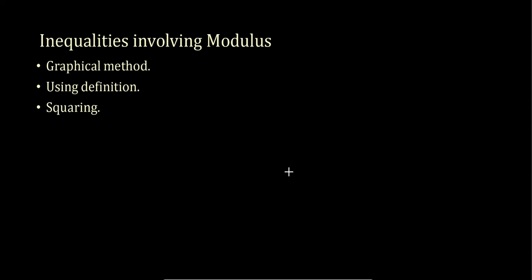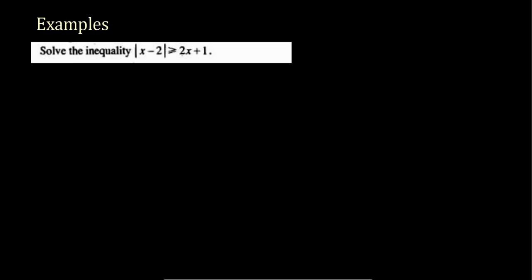Okay, so let us see the question: we have to solve the inequality mod of x minus 2 is greater than or equal to 2x plus 1. If you have to solve this using a graph, let us quickly sketch the graph of both these functions. One is mod of x minus 2 and another one is 2x plus 1.